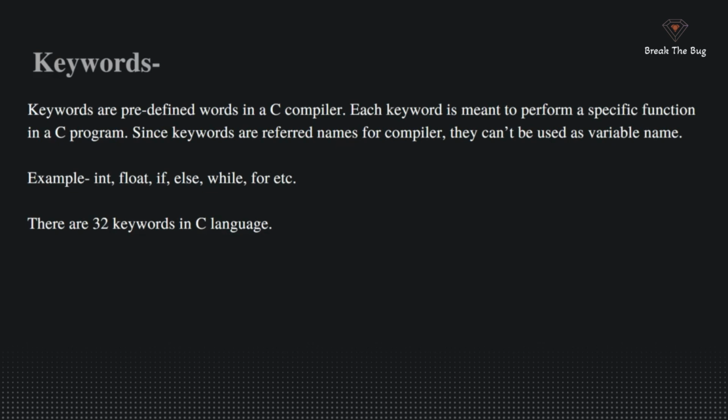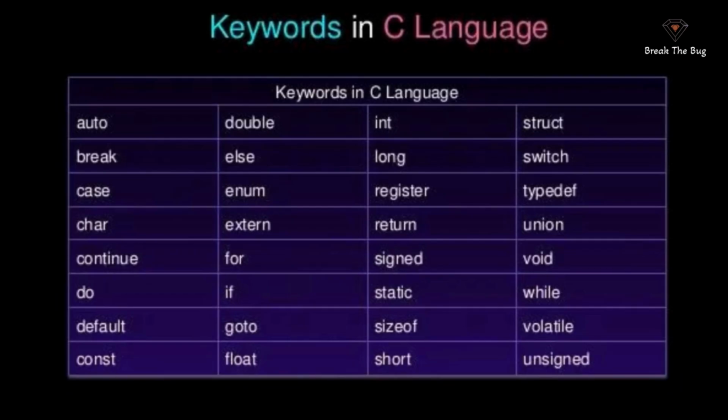There are 32 reserved keywords in the C language. Before going forward, I would like to tell you that we never use these 32 keywords as our variable names in our programming. Now, these are the 32 keywords: auto, double, int, static, while, etc.